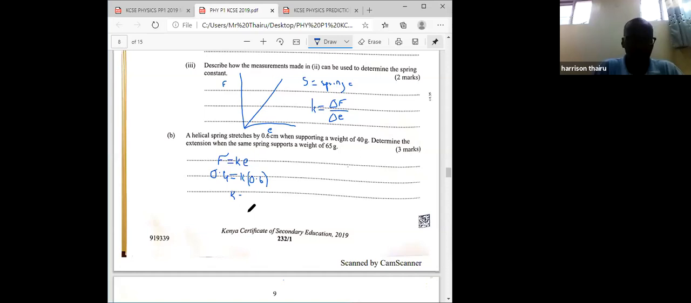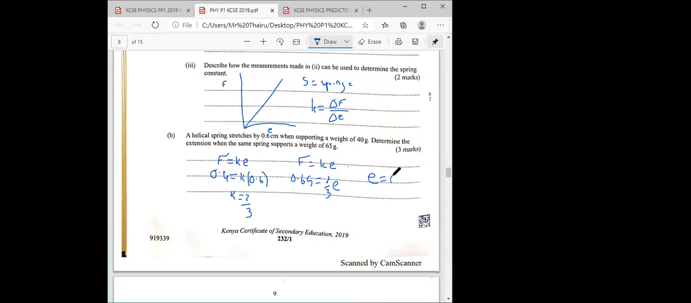It is not a must for you to write the units at this stage. Now we are applying the same formula, F is equal to K e. The new mass is 65 grams, so the weight in this case becomes 0.65 newtons. So 0.65 equals the spring constant 2 over 3 multiplied by the new extension that we'd like to get. Multiply everything by the reciprocal of 2 over 3. And finally, your answer for the extension is 0.975.